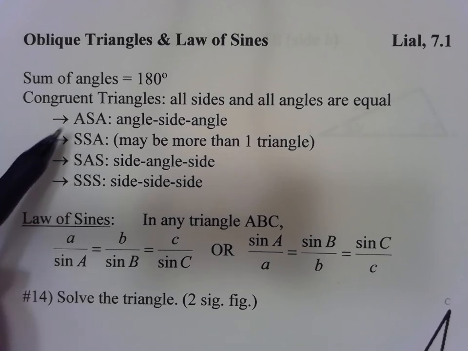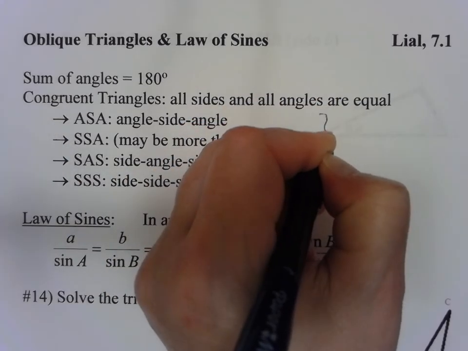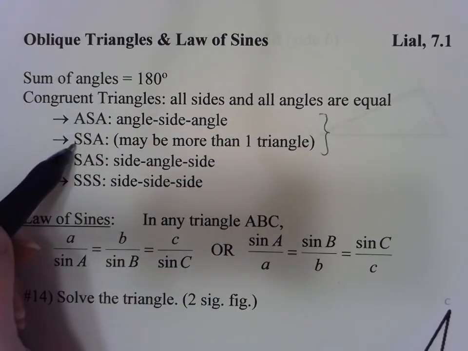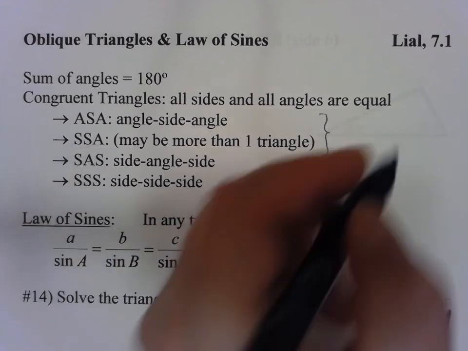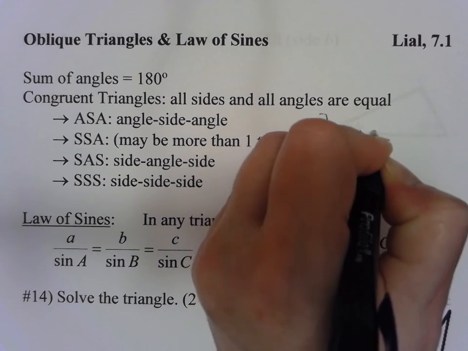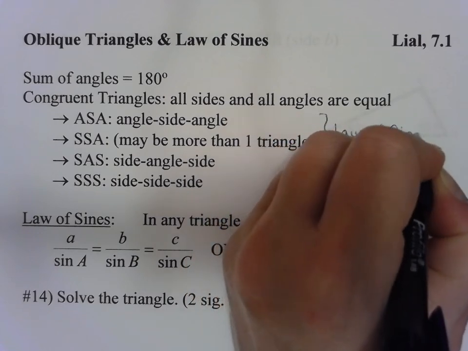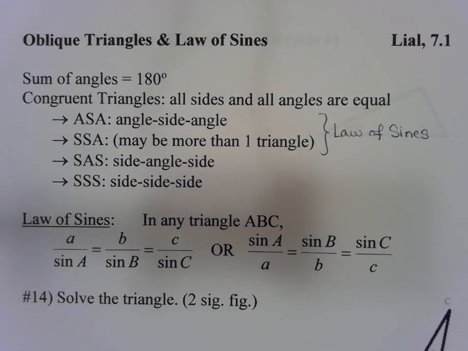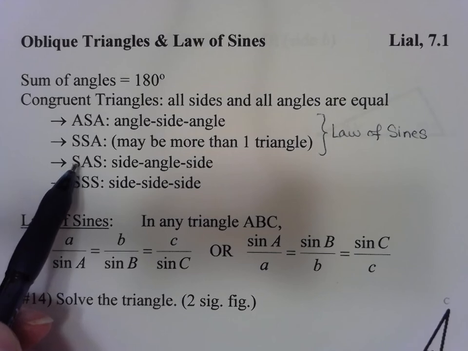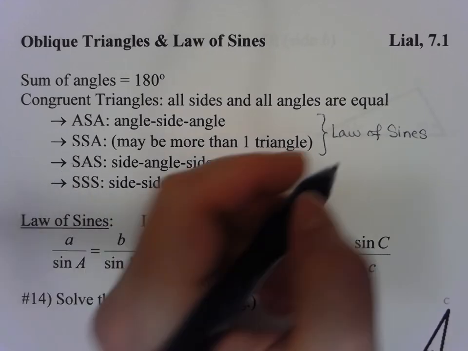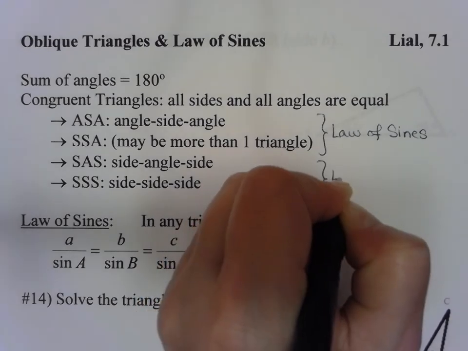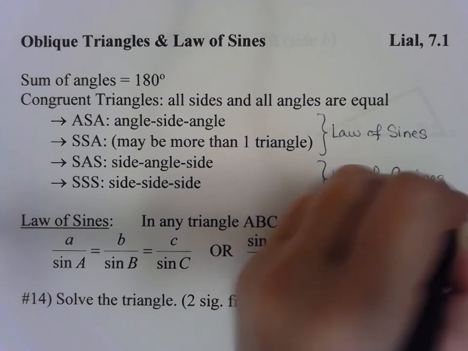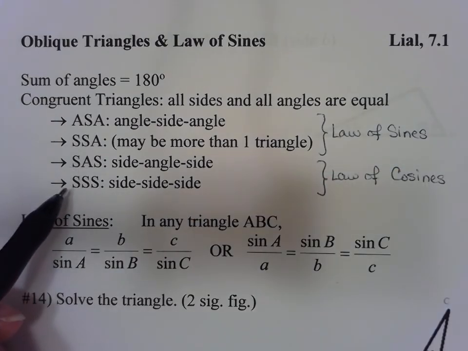I'm trying to remember. Either way, if we're given this type of information, so if I'm given an angle, a side in between, and another angle, or if I'm given two sides and an angle, I can use the law of sines to help me solve the rest of the triangle. Find the remaining angles and sides. If I'm given side, an angle, and a side, or if I'm given three sides, then I can use the law of cosines, which we're going to talk about in another video, to solve for all the remaining pieces.